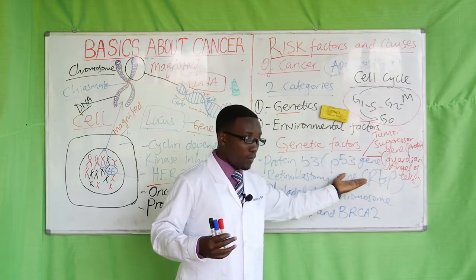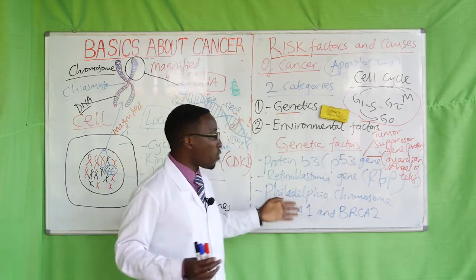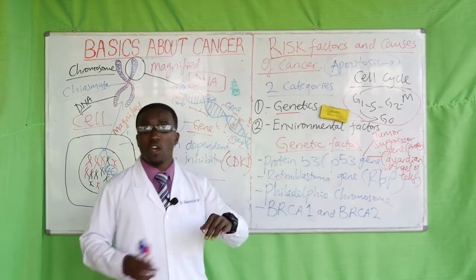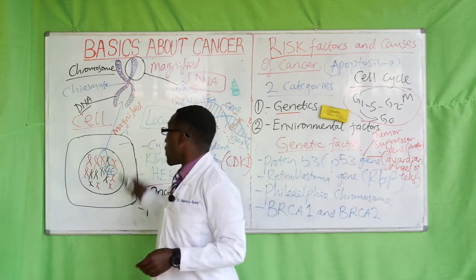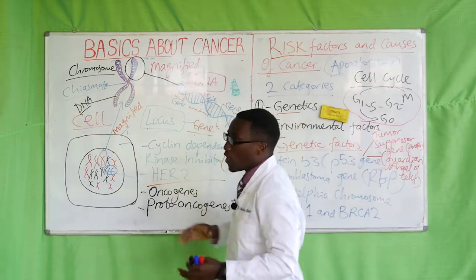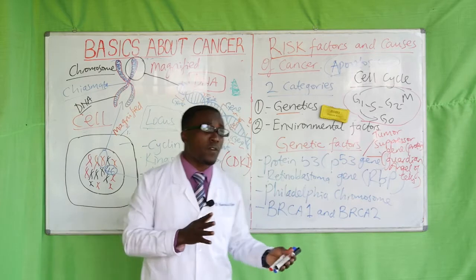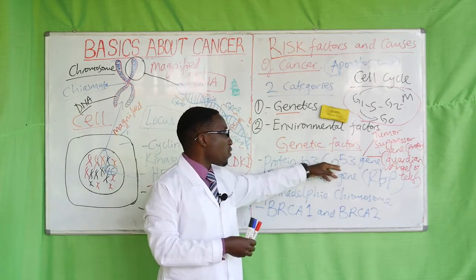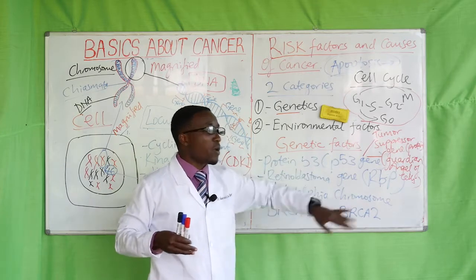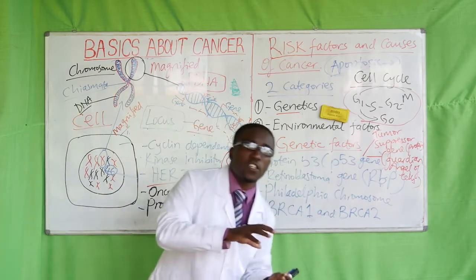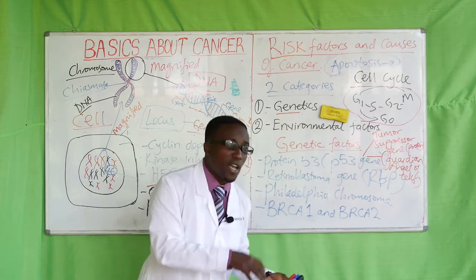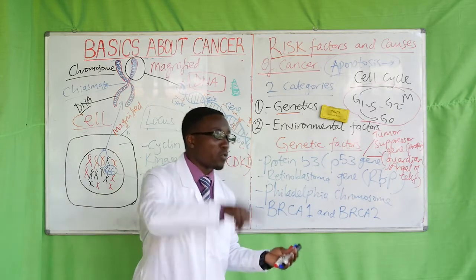So what we call tumor suppressor genes, when they are functional at the cellular level, during cellular division through the cell cycles, when it is time for the cell to undergo cell division, these P53 and the retinoblastoma proteins are phosphorylated. When they are phosphorylated, they are inactivated. When they are inactivated, it means the cell will keep on growing.